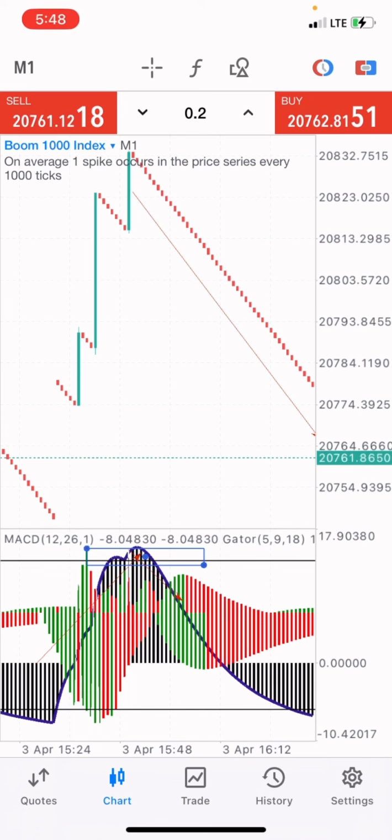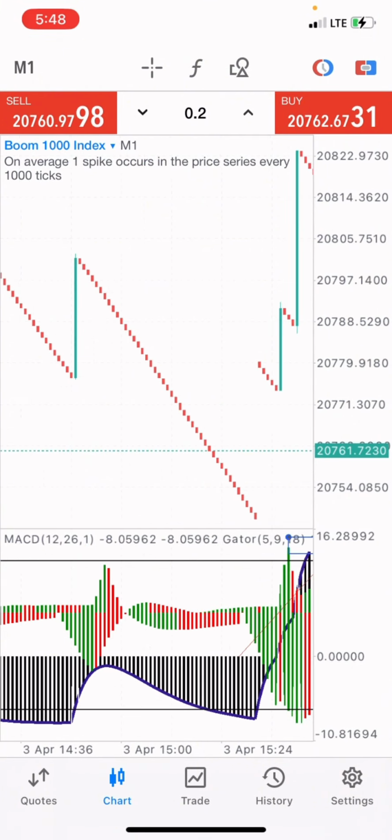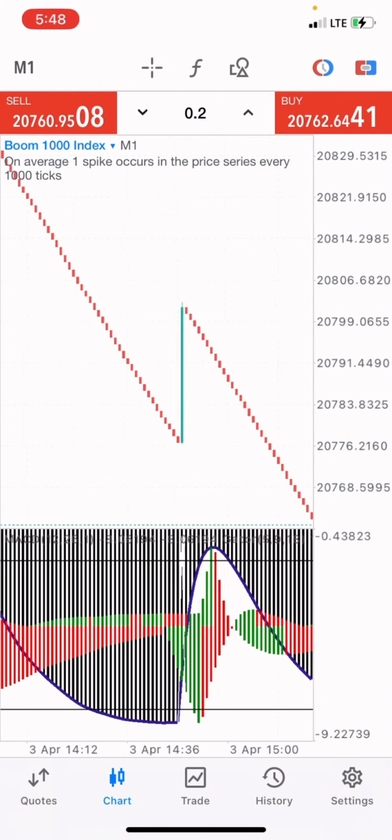Now that is what I mean by having to meet all your confirmations before taking a trade. Okay, now there's something else that makes this strategy even much more reliable.